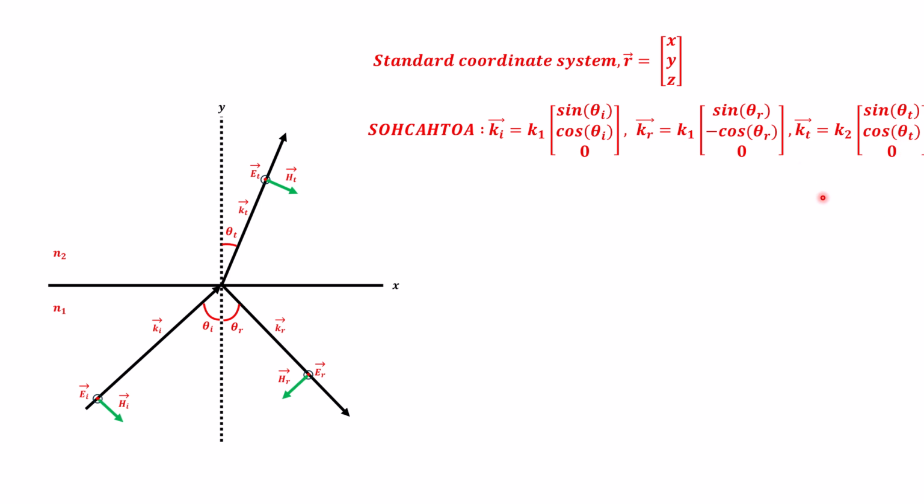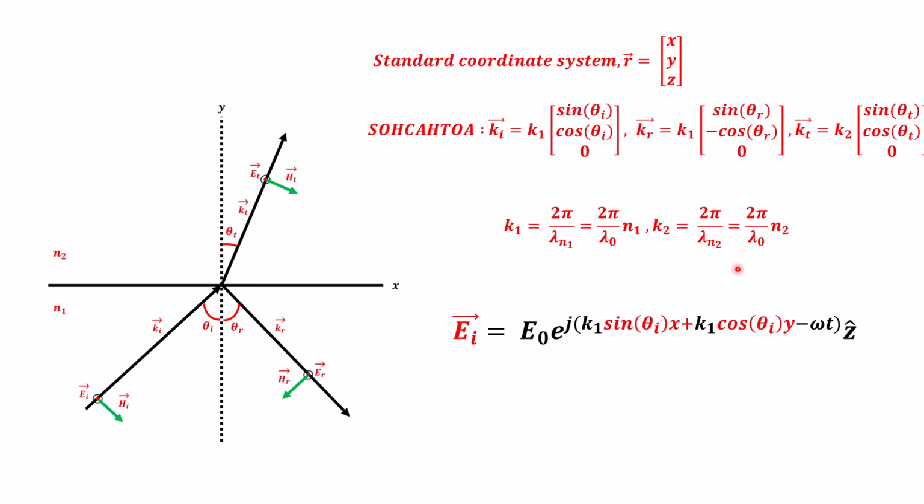We need to pay close attention to the fact that for the incident k vector and the reflected k vector, it is k1 times the respective vectors, because we are in the first medium. However, for the refracted k vector, it is k2 times its respective vector. And these are the expressions for the wave numbers, where we can clearly see that the k1 wave number is equal to 2 pi over lambda in the medium, so the wavelength inside of the first medium, and k2 is 2 pi over the wavelength inside of the second medium.